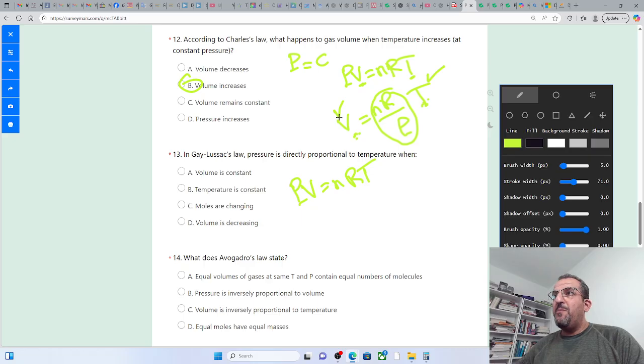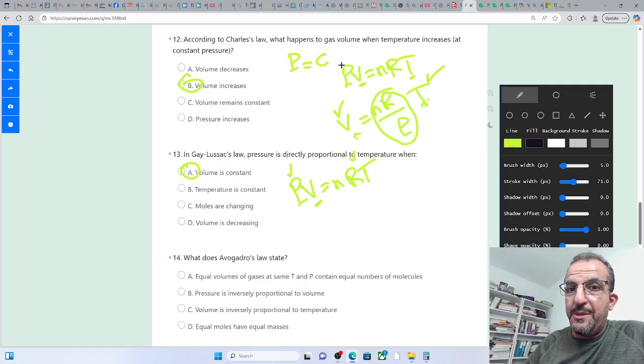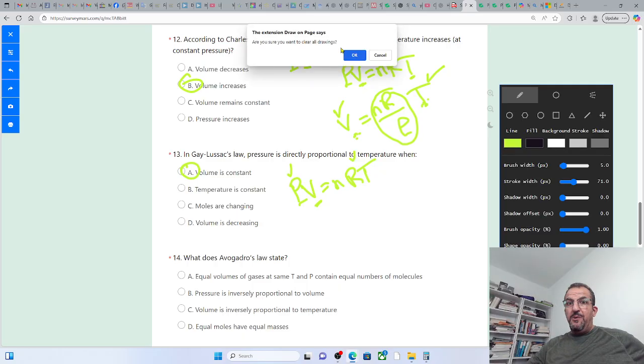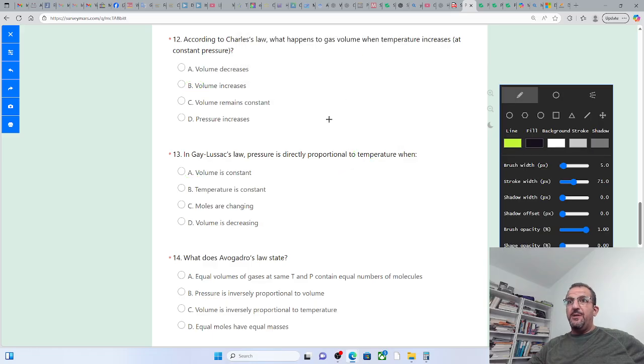Pressure is directly proportional to temperature when the volume is constant. Okay, so it will be A. So when volume is constant, you will see that increasing temperature will increase pressure, and decreasing temperature is going to decrease pressure. Okay, so always, guys, use the ideal gas equation. It's very important. It can help you to understand all of these relations.